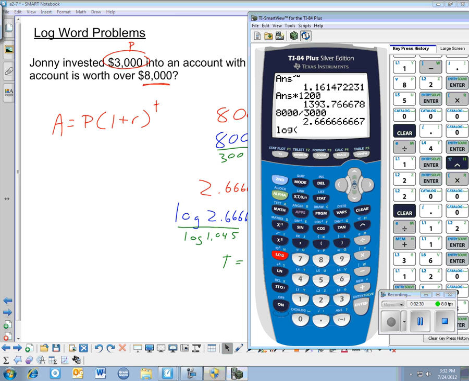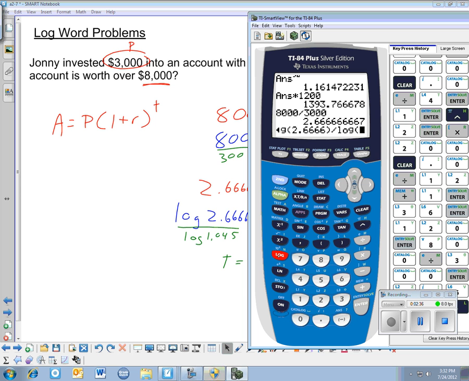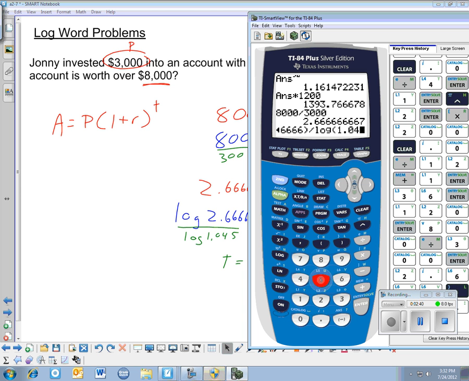And I can type this into my calculator now. That log 2.6666 divided by log 1.045, and we get an answer of 22.28. And we're talking about how long in years.